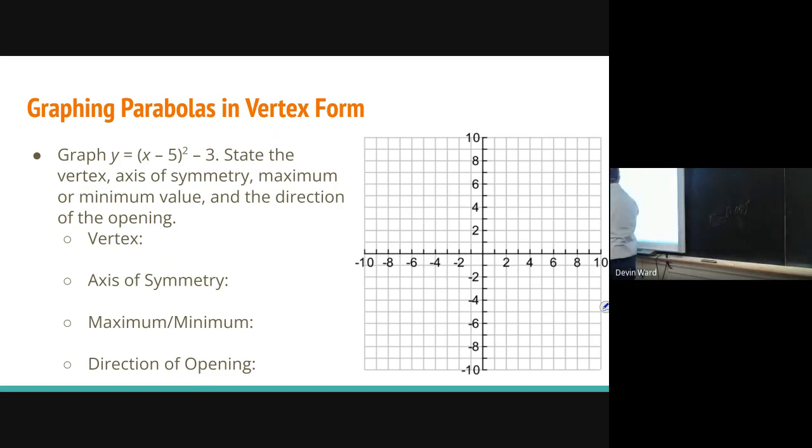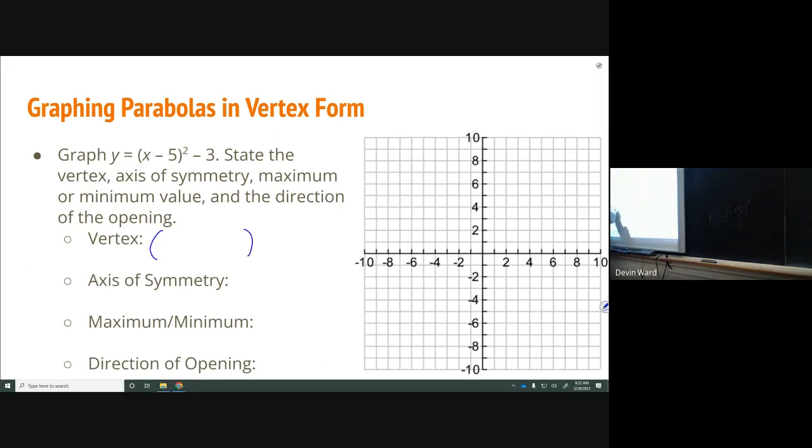What we want to do is first find the vertex. For y equals (x minus 5) squared minus 3, what is our vertex? 5 and negative 3. Good. Remember, the number inside the bracket, when you take it out for the vertex, changes the sign. So it goes from negative to positive, but the one number on the very outside stays as negative 3.